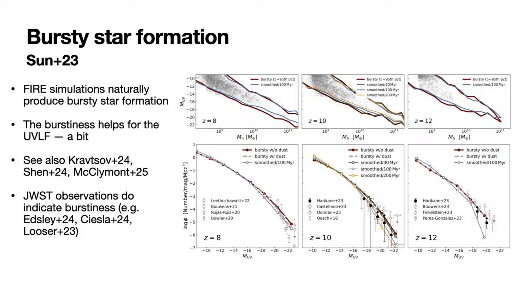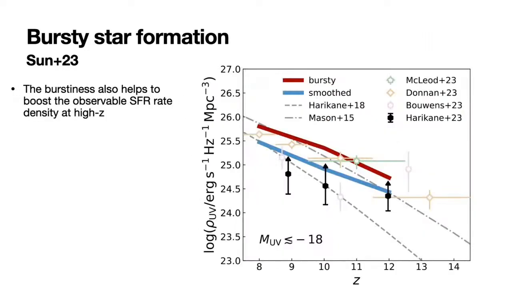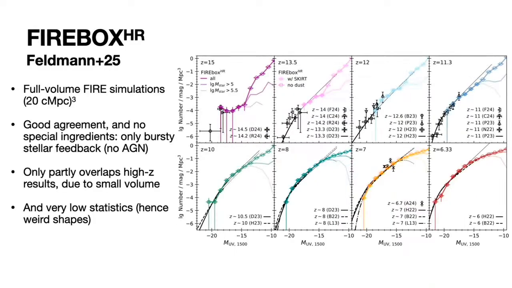Bursty star formation can also help a bit. It's been shown in some works here in the FIRE simulations that if you compare a bursty star formation in your simulation to a smooth one, you can boost a bit the UV luminosity function. But there is not really agreement on that. I think that also depends a bit on the subgrid recipes that you use, whether bursty star formation helps or not. Maybe I'm going to fast forward a bit.